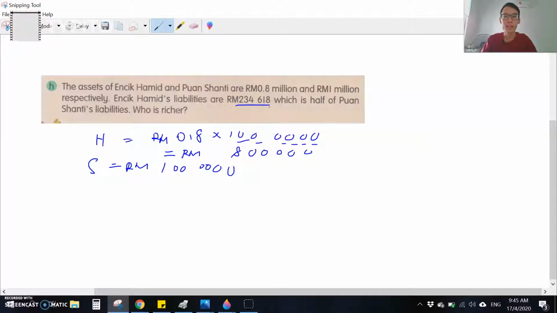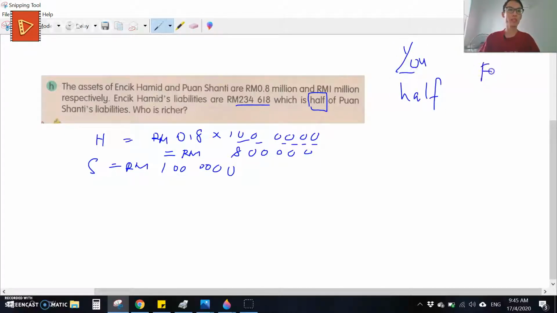Then, Encik Hamid's liabilities are 234,000. Okay. Which is half. Okay, this word very important. Half of Puan Shanti's liabilities. So who is richer? Now, if whatever you have is half, okay, let's say this is you, and this is your friend. So if whatever you have is half of your friend, if you want to find out how much your friend has, you need to times 2.